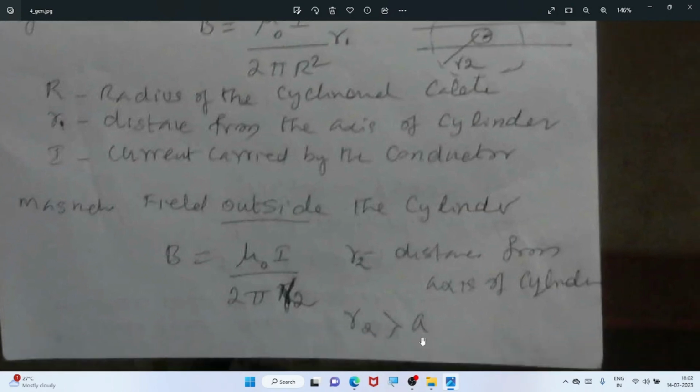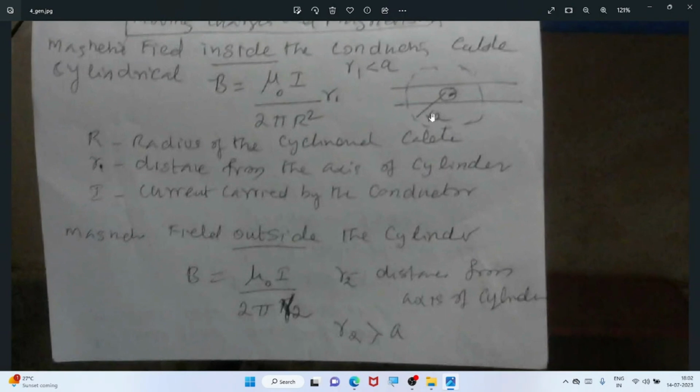That is the distance from the axis of the cylinder. Here r is much greater than a, the radius of that cylindrical cable.